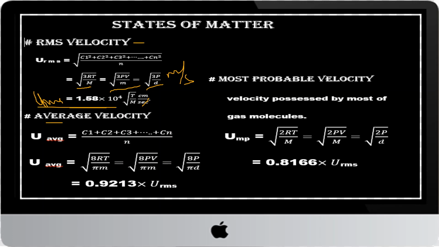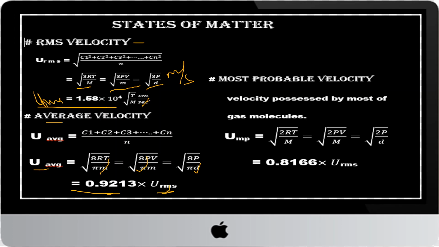Next one is the average velocity. It's the average of different gas velocities. U average is root over 8RT by πm, or 8PV by πm, or 8P by πd. Remember these three terms, and it's 0.9213 times the RMS velocity.